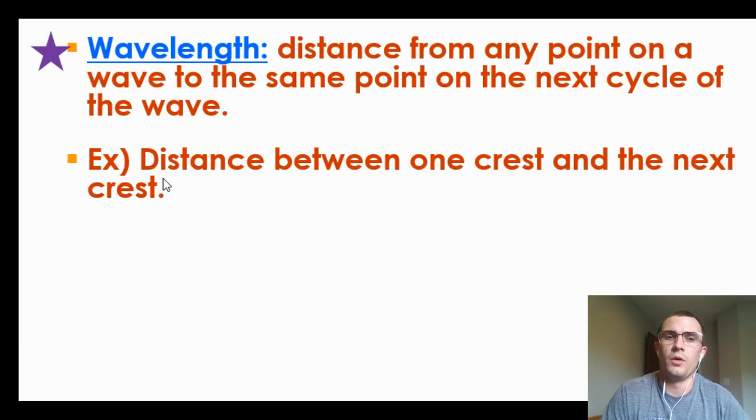All right, now a term that we hadn't gotten yet is wavelength. Just like the term sounds, wavelength is the distance from any point on a wave to the same point on the next cycle. Okay, so a wavelength is the distance of one wave, or the distance of one cycle, between the crest and the next crest, or the trough and the next trough, wherever it starts to repeat itself.